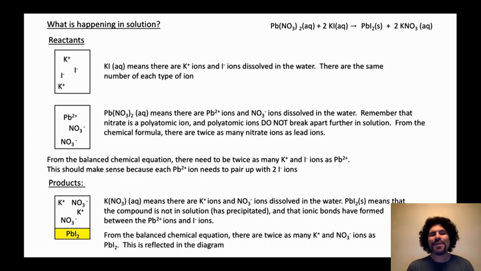Okay, and then again, from the balanced chemical equation, there are twice as many K+ and NO3 ions as there are PbI2s, and this is reflected in the diagram. We've got 2 K pluses, 2 NO3 minuses, and just 1 PbI2.